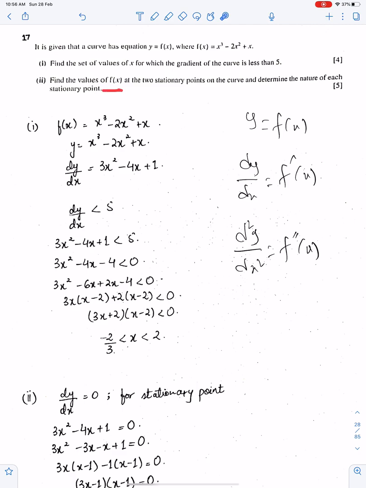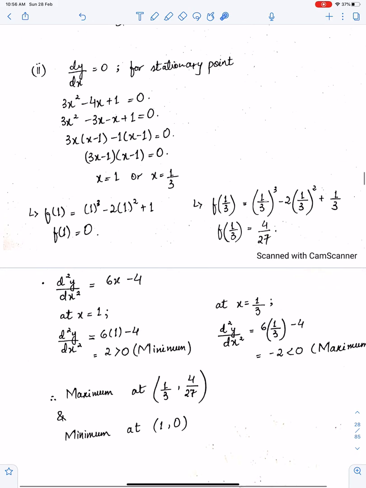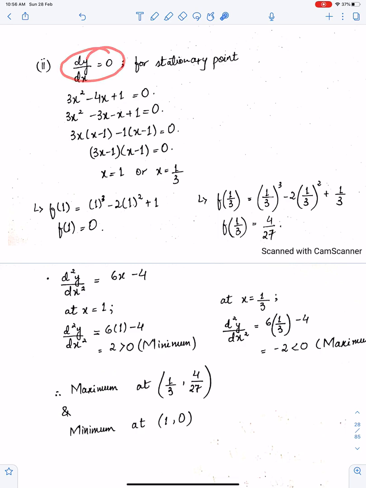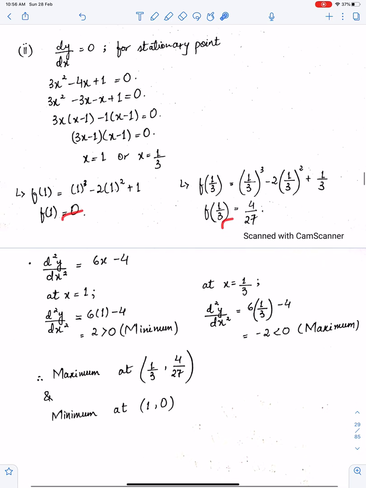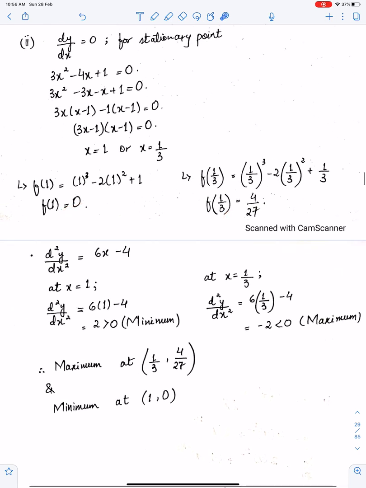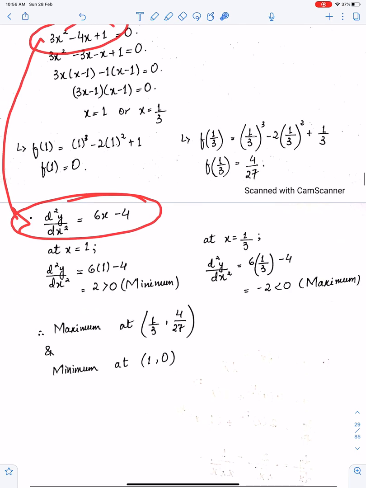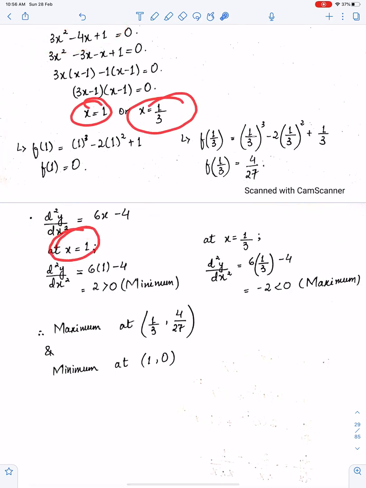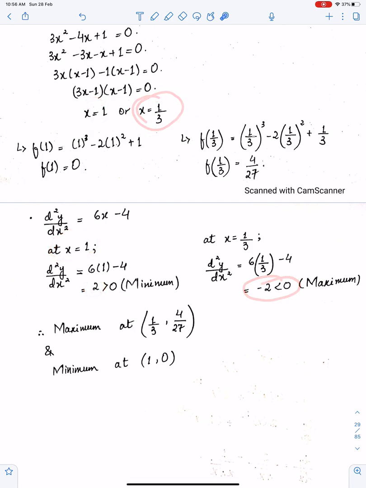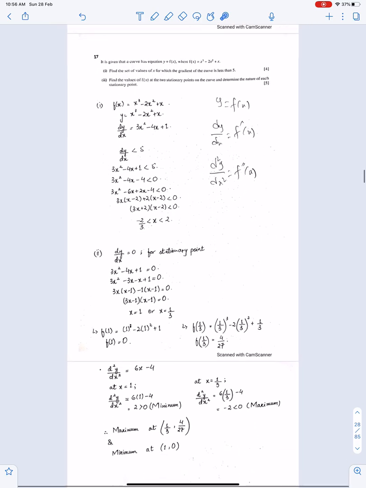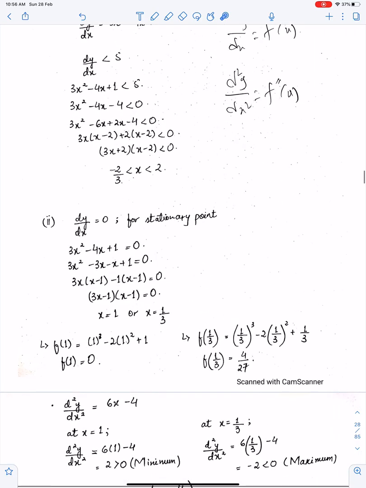Find the values of f of x at these two stationary points on the curve and determine the nature of the stationary points. This is simple. For a stationary point, you need to equate gradient to 0, get the values of x, and then you need to get the y coordinates as well. And for nature, you need to differentiate the first derivative again, get the second derivative and observe the sign at these two values of x. At x equals 1, it's positive, so minimum. At x equals 1 upon 3, it's negative, so maximum. So this point is maximum and this is minimum. You can take the screenshot of this question if you want.